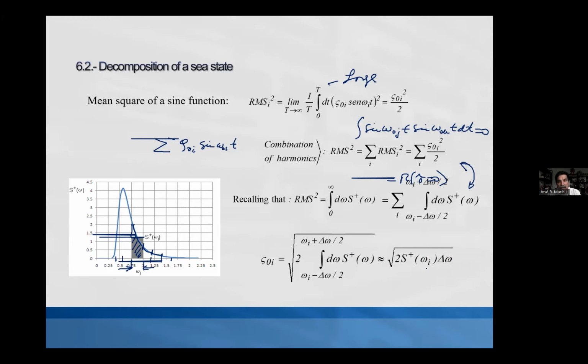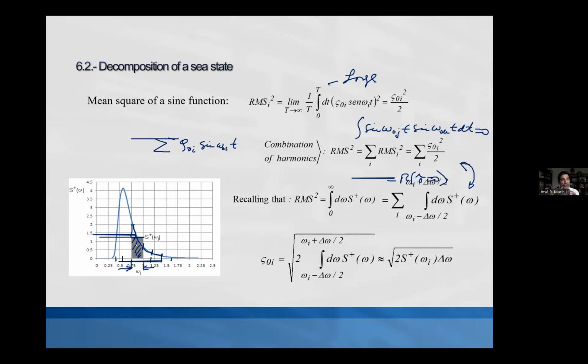And in this way, we could take any spectral density that we want. We can split it, we can divide it into very small intervals, and with the area of each interval, we can get the corresponding amplitude of the harmonic.